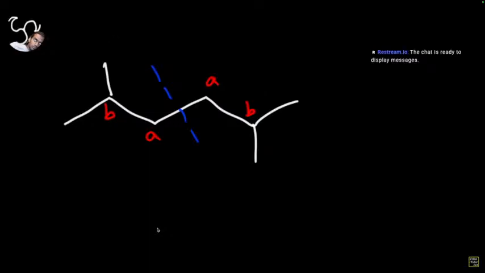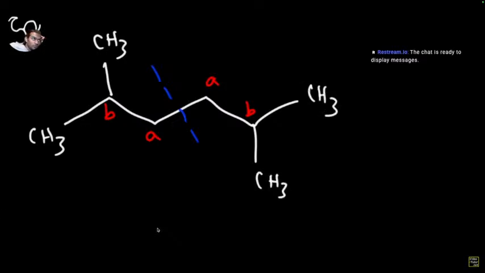Now, what about the methyl groups? Are they identical to each other? Should we say this would be signal C and this would be signal D? Or are all four of them identical to each other?